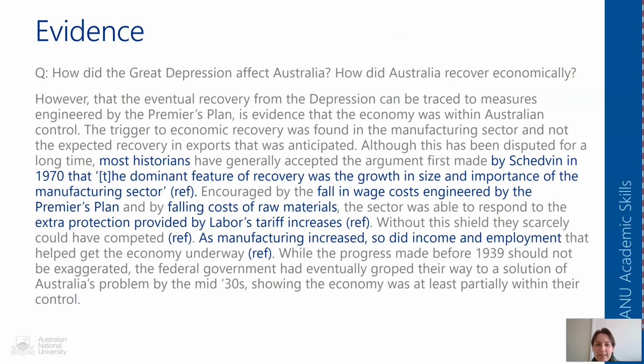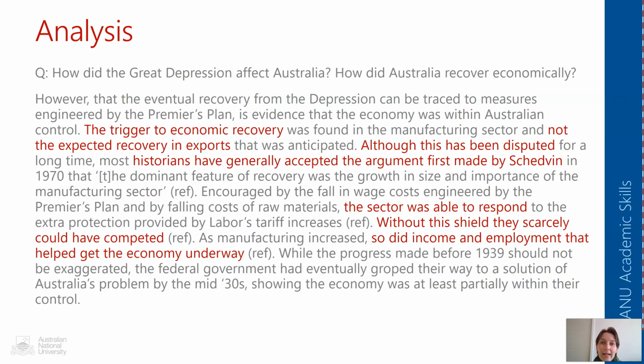So in this evidence, what I've got highlighted here is that they're using a variety of sources. So they're talking about most historians have generally accepted Shedvin's argument, and they're also looking at evidence from the fall in wage costs from the Premier's plan and so on. So they've got their evidence there to back up their points about how the Premier's plan, how the government's actions helped to recover the economy.